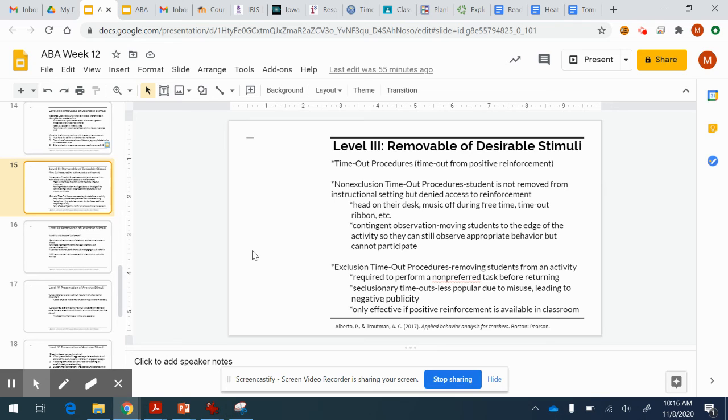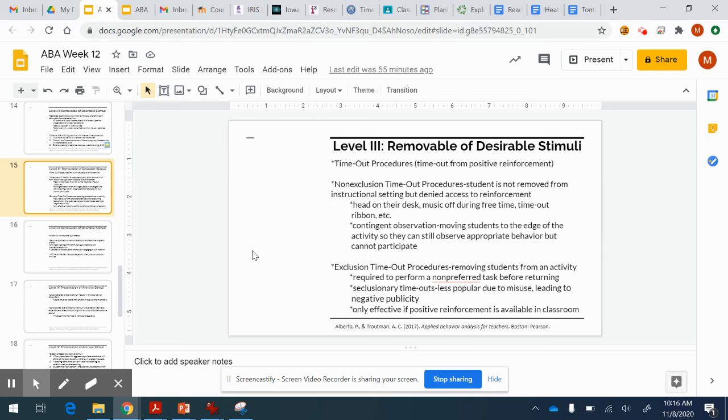Seclusionary timeouts are much less popular. They have been misused over the years, and kind of leave a bad taste in people's mouth. There's been a lot of negative publicity. You can Google seclusionary timeouts and find all sorts of lawsuits, all sorts of controversial information about what a seclusionary timeout actually looks like.